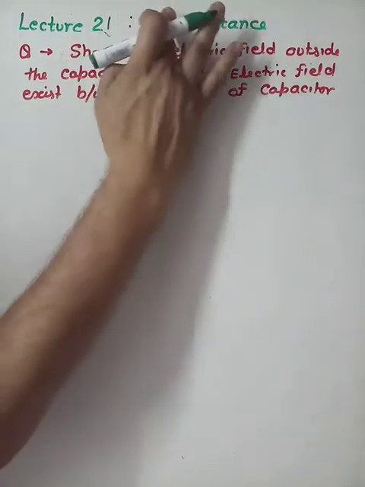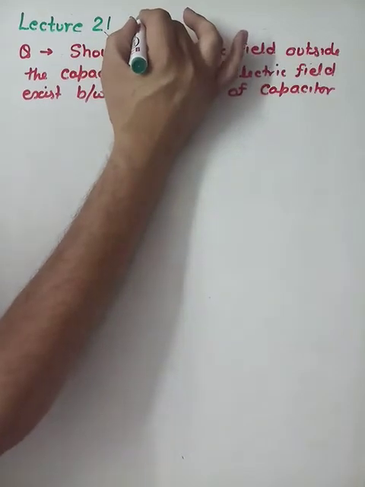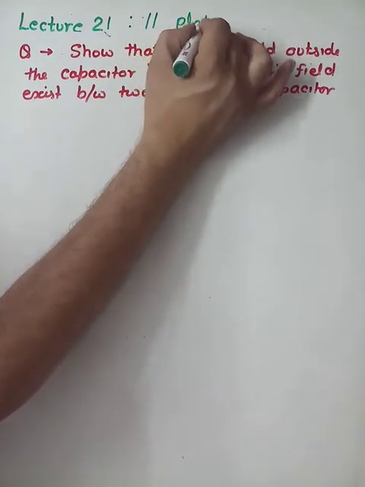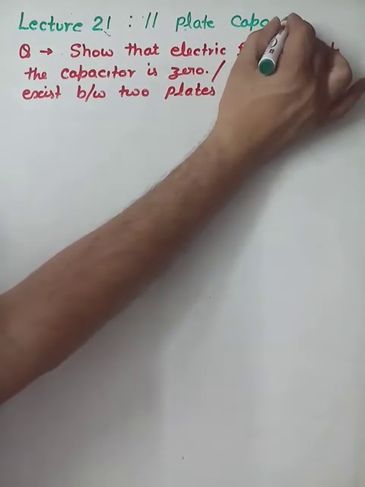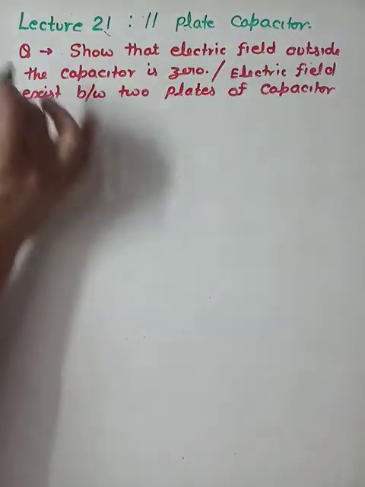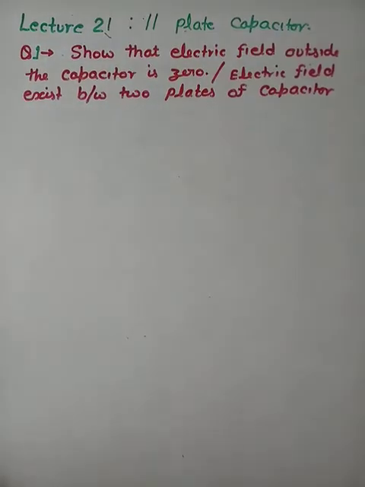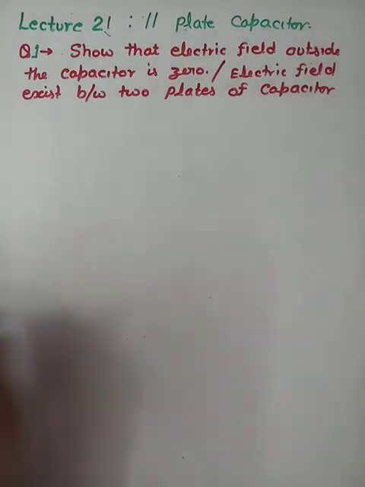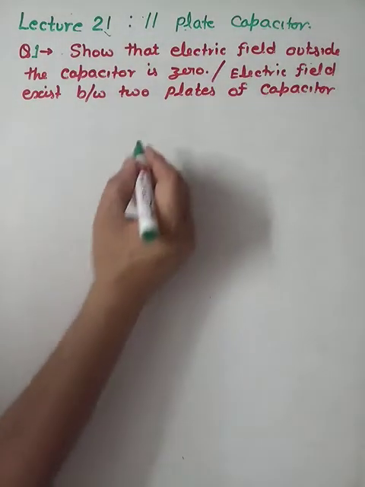Hello everyone, welcome to the first lecture of parallel plate capacitor. The first question that can be asked is: show that electric field outside the capacitor is zero, or electric field exists only between the two plates of a capacitor.